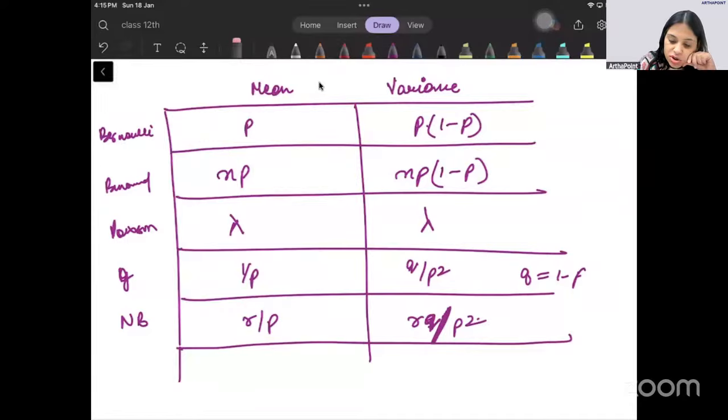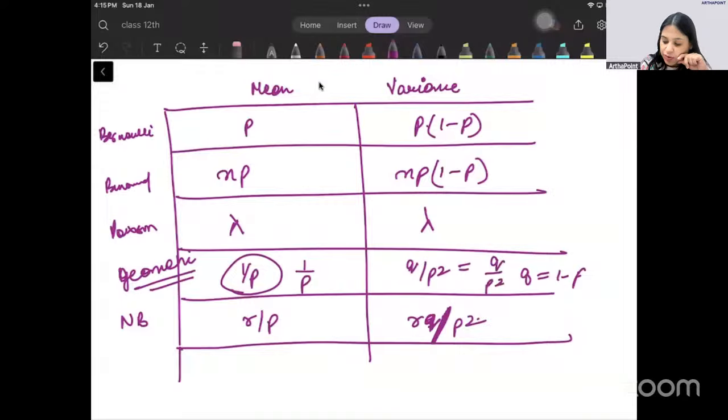What is the fourth distribution? This is geometric. This is 1 by p. This is q divided by p square. This is negative binomial. This is r divided by p. And this is r into q by p square.